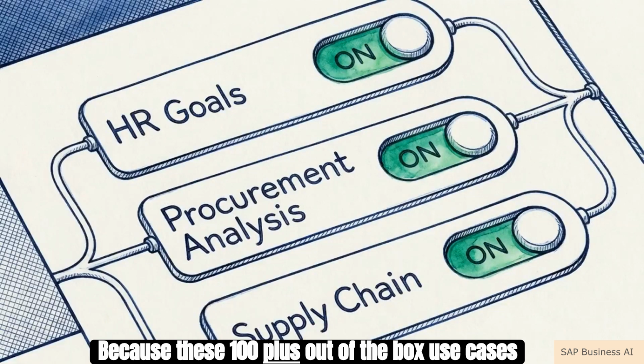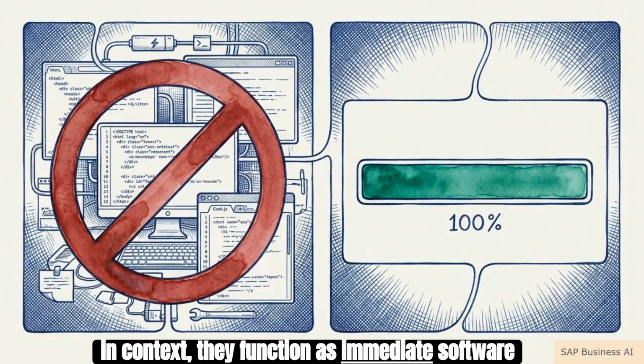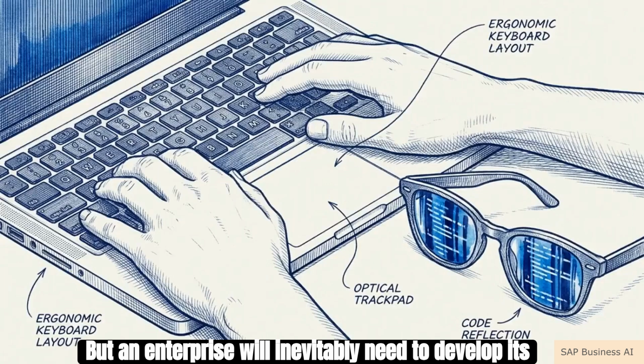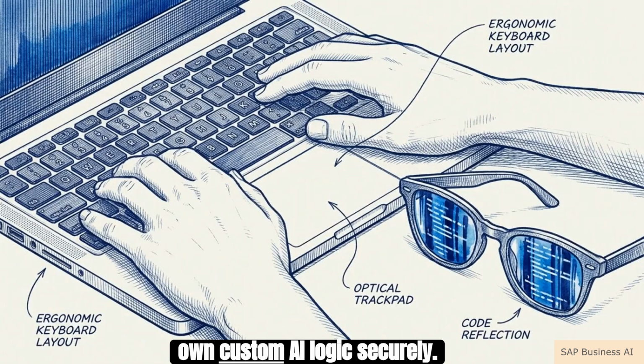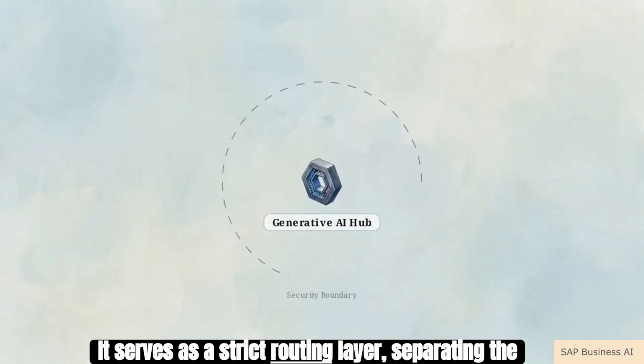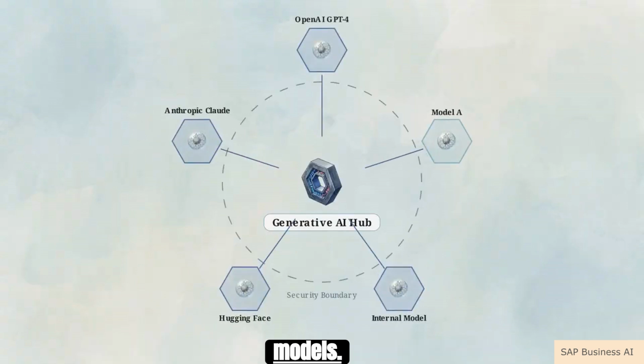Because these 100-plus out-of-the-box use cases operate within the system's embedded permissions and context, they function as immediate software activations rather than complex ground-up IT builds. But an enterprise will inevitably need to develop its own custom AI logic securely. This is the function of the Generative AI Hub. It serves as a strict routing layer, separating the internal application from external foundation models.